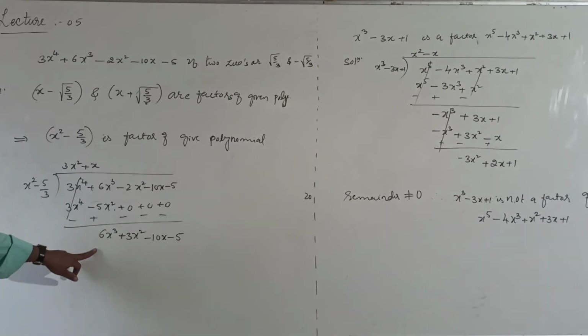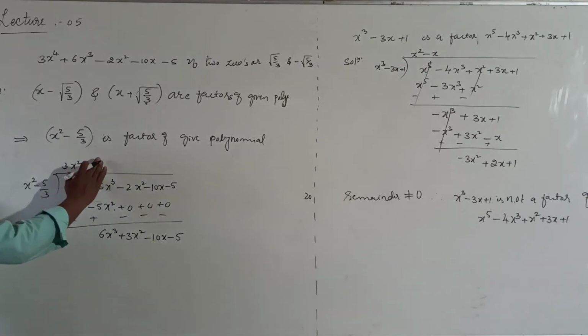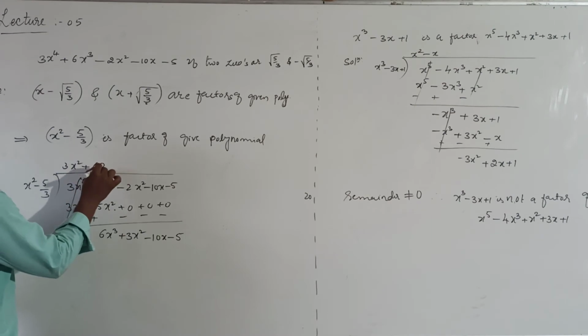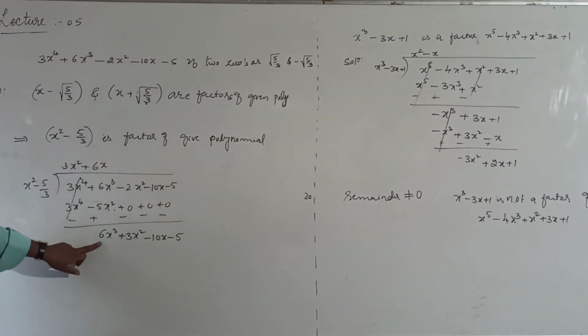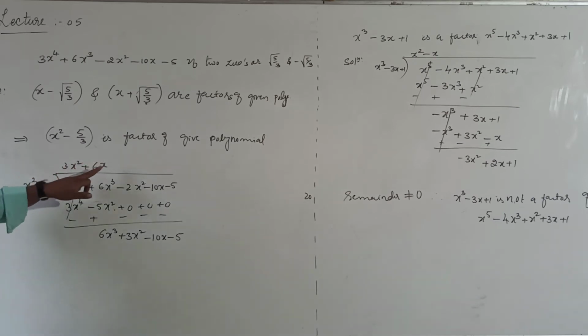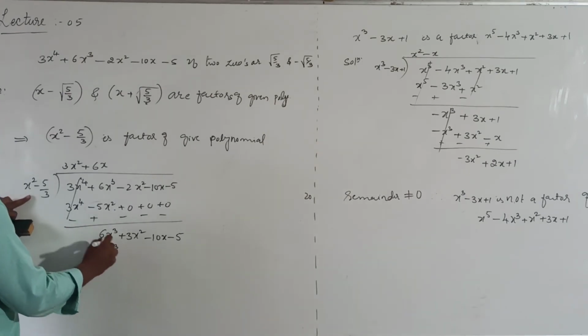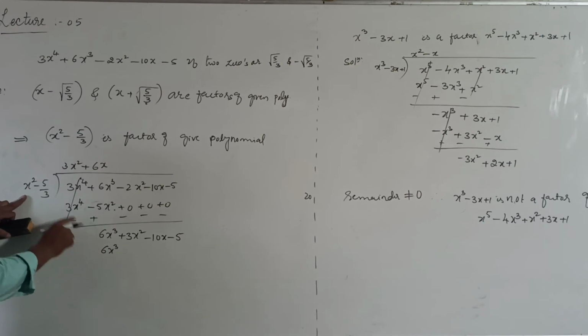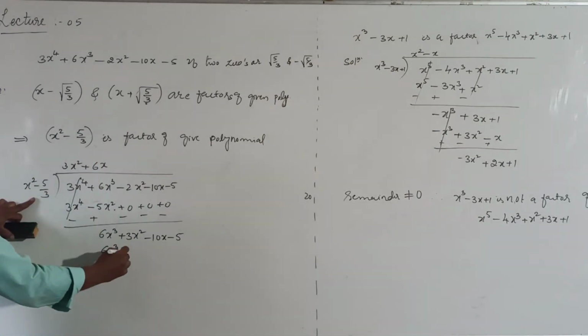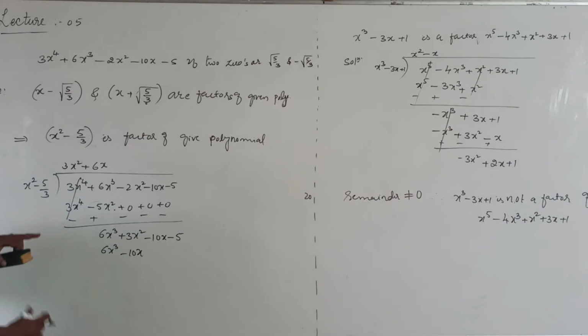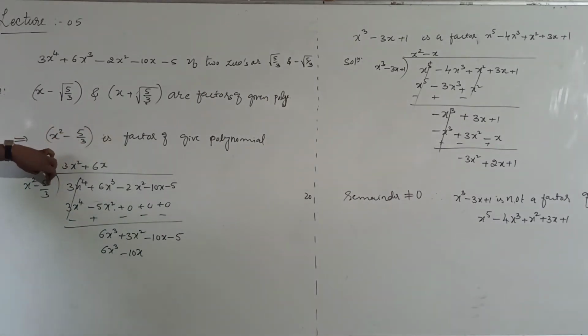Now for getting 6x cube, which term we need to multiply? That is 6x only. 6x into x square is 6x cube. Then minus means minus 10x. If you multiply 6x with minus 5 by 3, 6x into minus 5 by 3 means 30 divided by 3, which means 10.